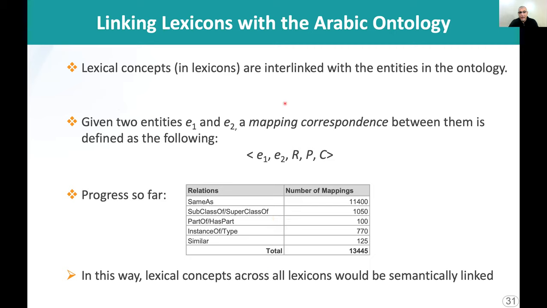As I told you earlier, we have a huge lexicographic database, which includes many types of lexicons, thesauri, glossaries, etc. We are currently trying to link each lexical concept in a lexicon with the ontology concepts, using this mapping framework that we developed. The idea is that by mapping all lexicons with the ontology, all lexicons will be semantically linked with each other. So far, we have about 13,000 mappings.